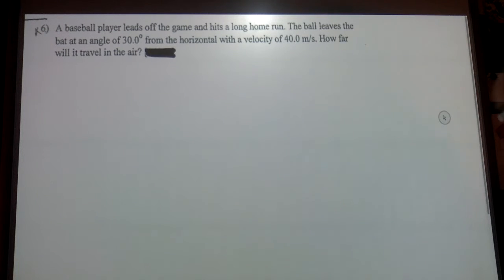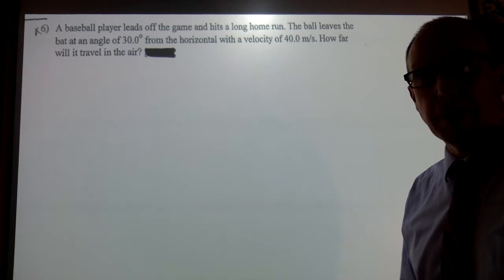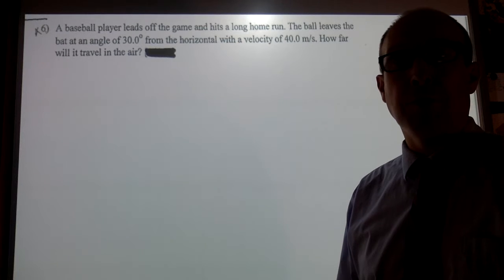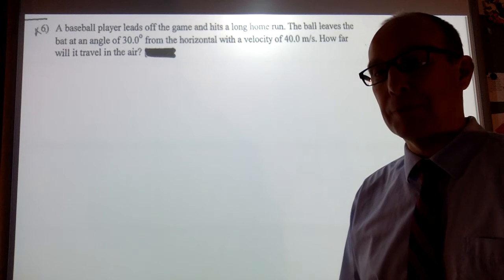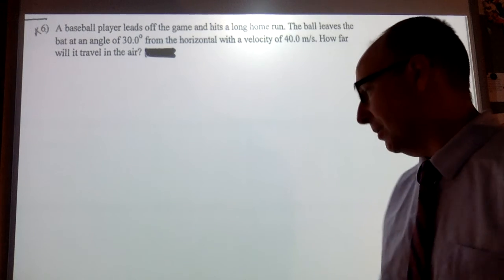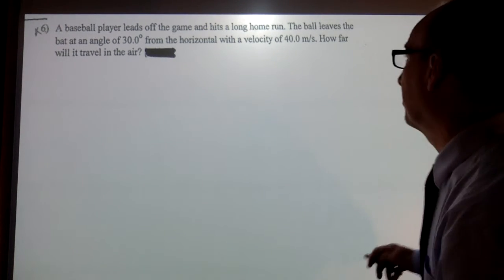Welcome back, guys. I'm now going to have you guys do a couple examples where we're launching things at angles. And again, this is not a super common thing in AP. Mostly it'll be a horizontal launch, but I would like you to have a little bit of practice with it.